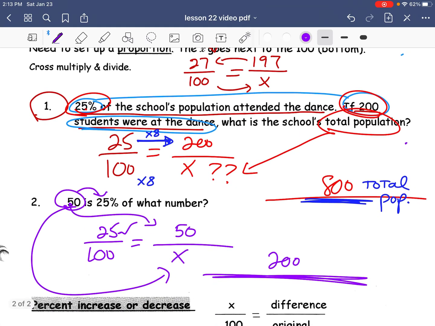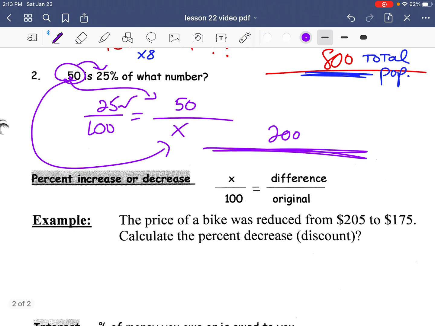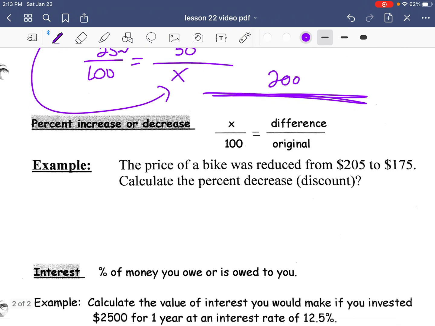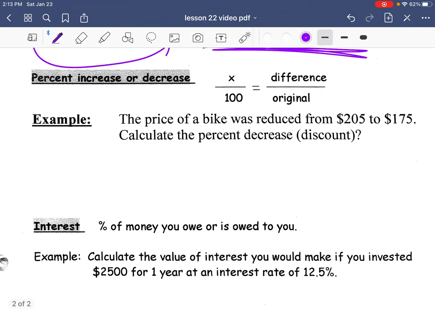If you're never sure, set up your proportion and you'll always get it right. The next question here, type of percent solving, is percent increase and decrease. That just means exactly what it sounds like. If I'm saving something, I could say, oh, 20% decrease means basically 20% savings.